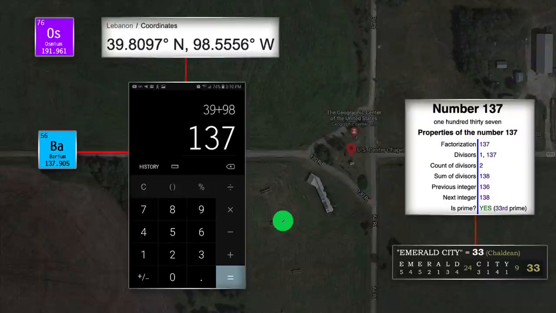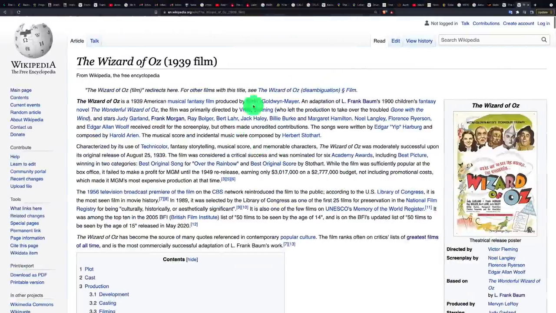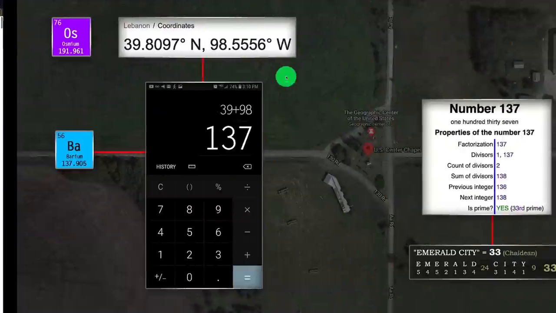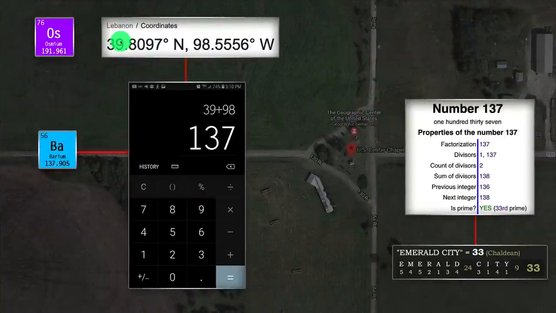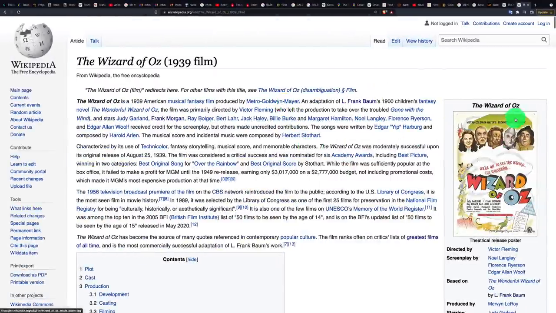So what about the coordinates of the geographical center of the United States located in Lebanon, Kansas? Well, there it is, 39 degrees north, 98 degrees east. And remember, The Wizard of Oz came out in 1939. And folks, you got to start using common sense and logic, like Victor Fleming and all these people, the screenplay.